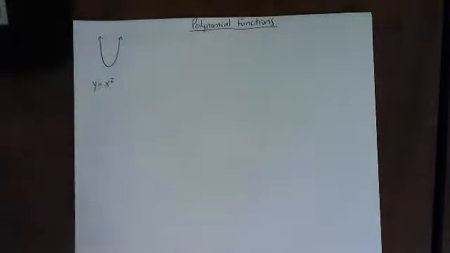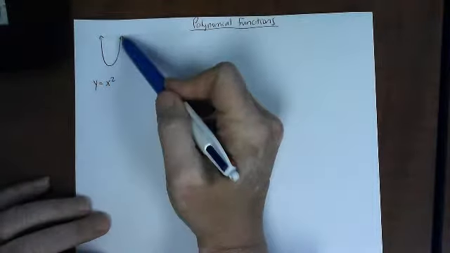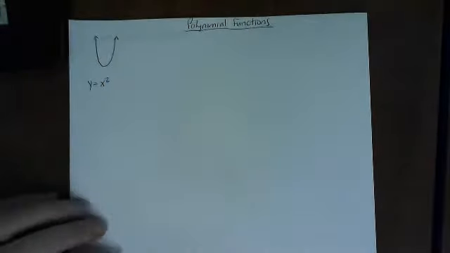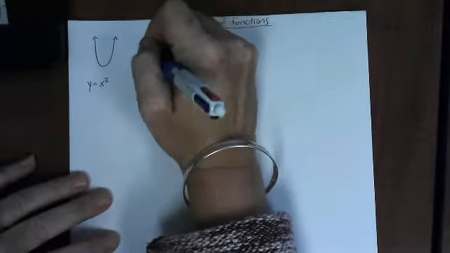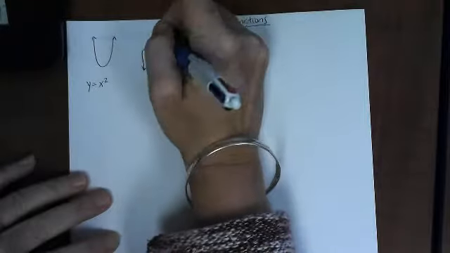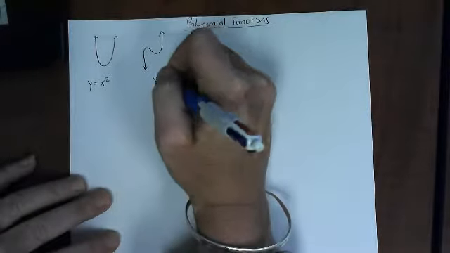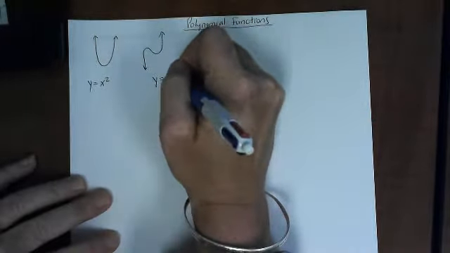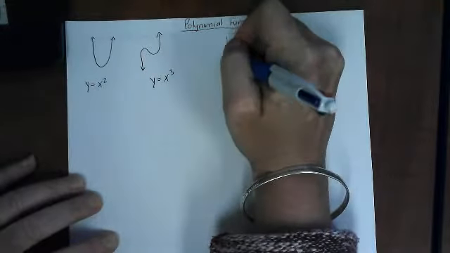Okay, I'm going to explain a couple things about polynomial functions. So I'm pretty sure everybody knows that this is a parabola. It's y equals x squared. I kind of want to show a little pattern here. This right here, that could be the graph of y equals x cubed.